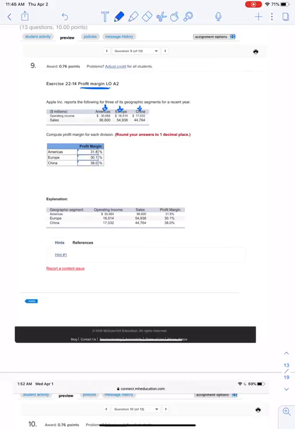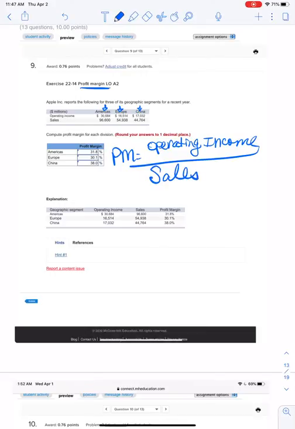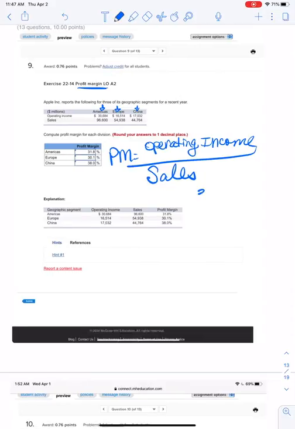So if you remember how we did this earlier, what we said was that for profit margin, we take operating income divided by sales. So all this is just a matter of plugging in these numbers. So I'll do the first one for Americas, but I'm not going to bore you to death and do the other two as well. So for the Americas, we just take my $30,684 divided by 96,600. And those numbers just come from right there. And when you do that, you'll come out to 31.8% for your profit margin. So hopefully that one makes some sense. And then you'll just repeat that process for both Europe and China. So that's all there is to number 9.